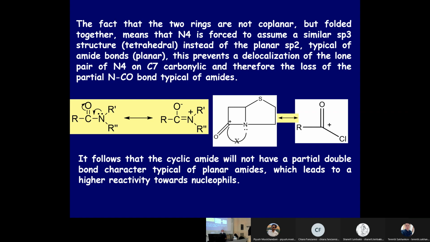So, when during the exam I ask you why this carbonyl is so active, you have to explain this situation, that the delocalization of the lone pair is not possible, and so this carbon atom is very electrophilic.